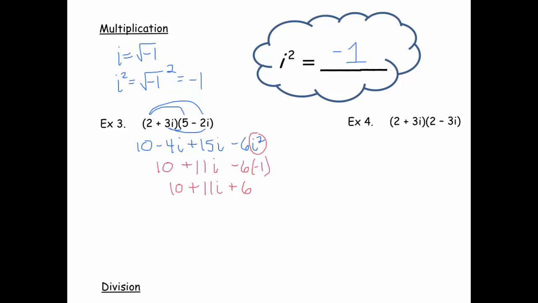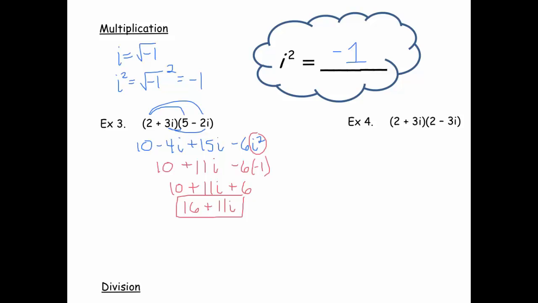Now we have more like terms. The 10 and the 6 are going to add together to 16. And then we have our positive 11i. So when you multiply two complex numbers, the result should be a complex number. Let's do this one.